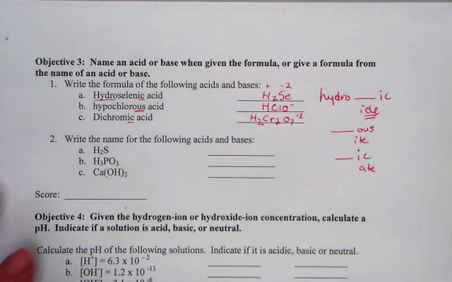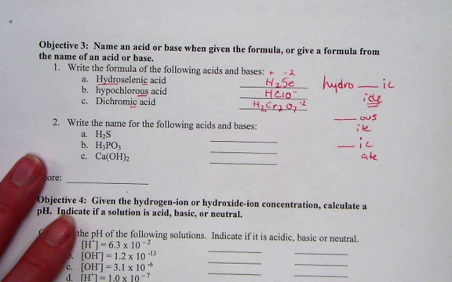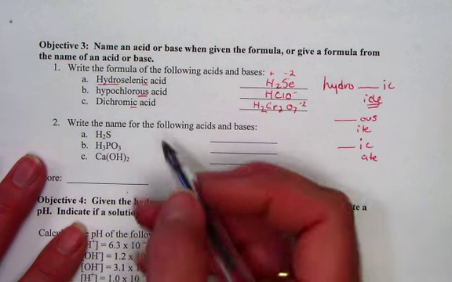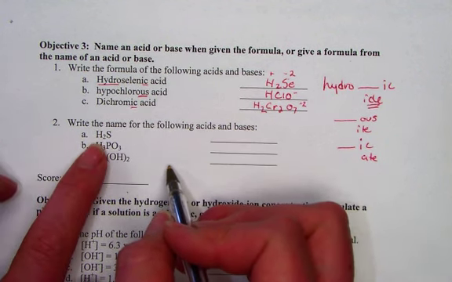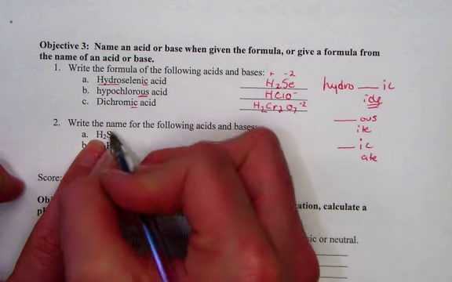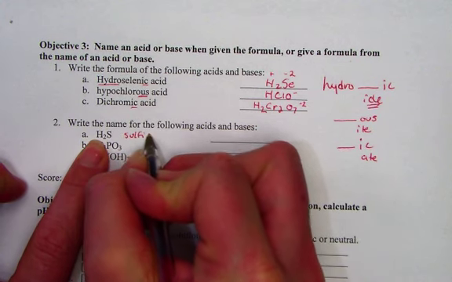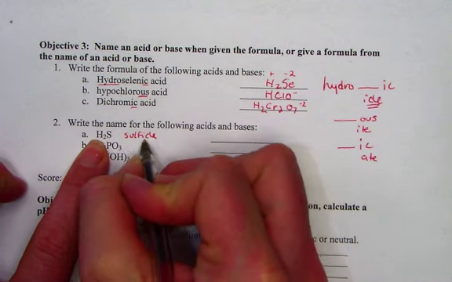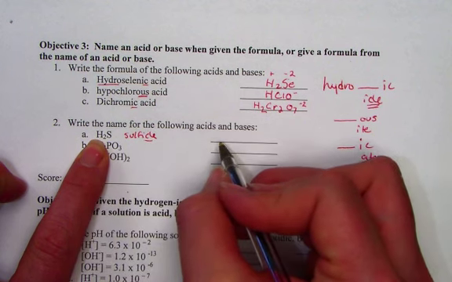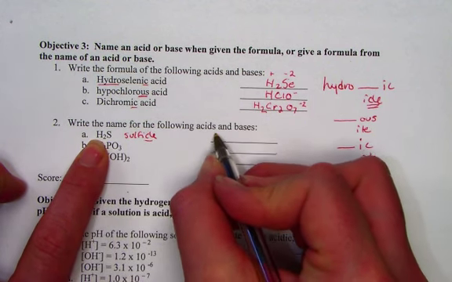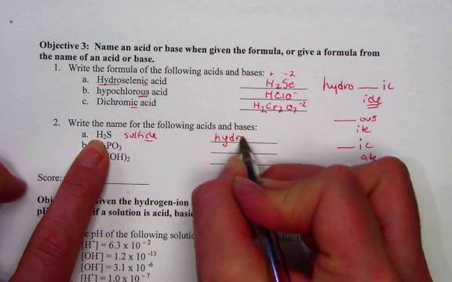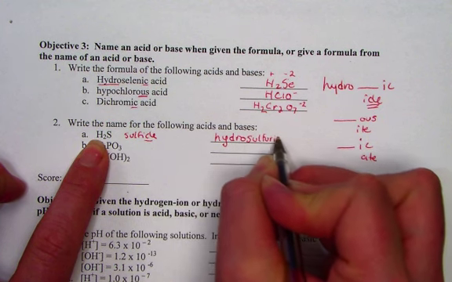In the second part, we're being asked to name the following acids and bases. Saying the name following the acid rule for H2S, the negative ion had an original name of sulfide, IDE, so we'll hear hydro, root word ic. This becomes hydrosulfuric acid.